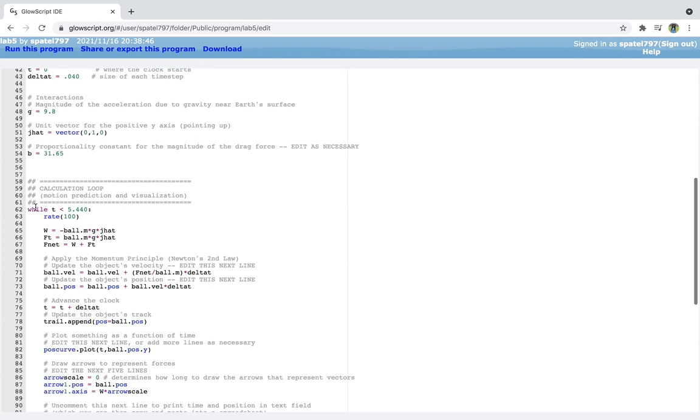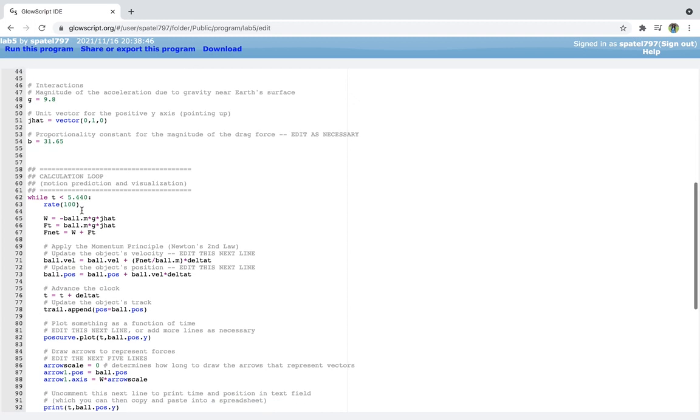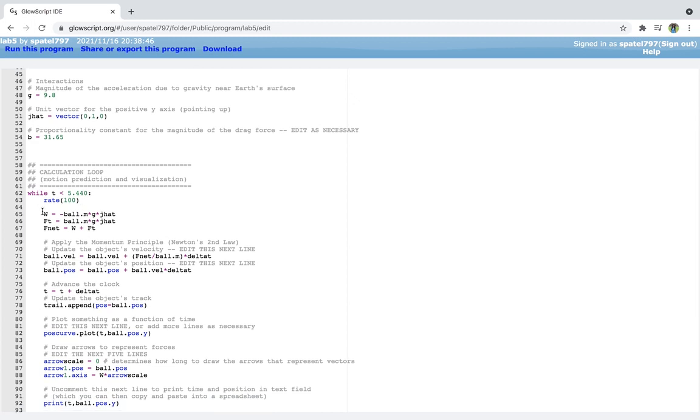As we continue down, while the time is less than 5.44 seconds, we've established the weight of the slinky, as well as the force of tension and the net force. We also have Newton's second law, where the final velocity is equal to the initial velocity plus F net divided by the mass times the change in time, as well as the final position equal to initial position plus velocity times the change in time.